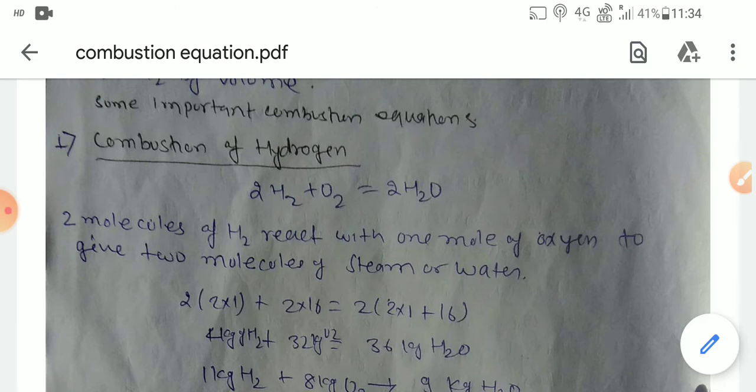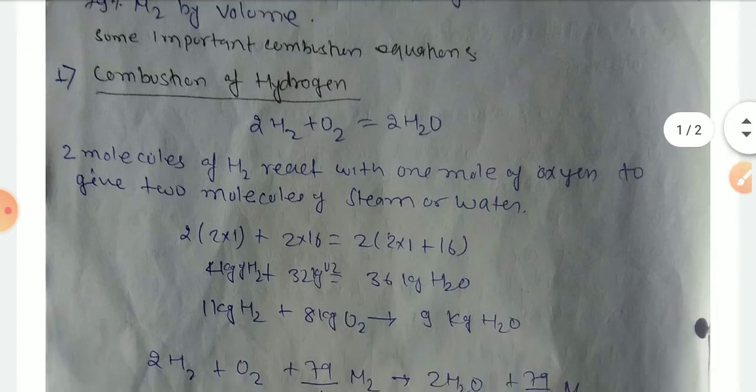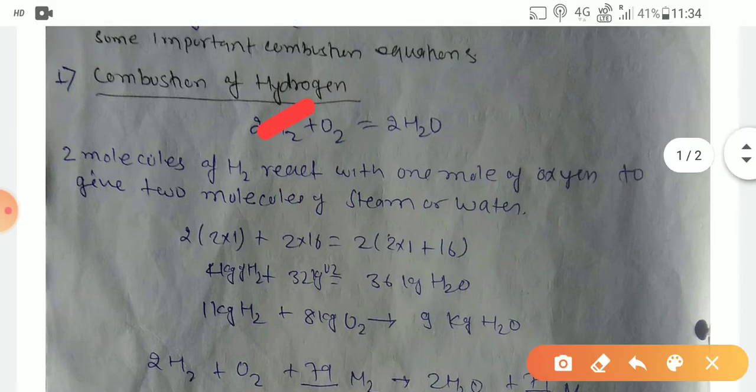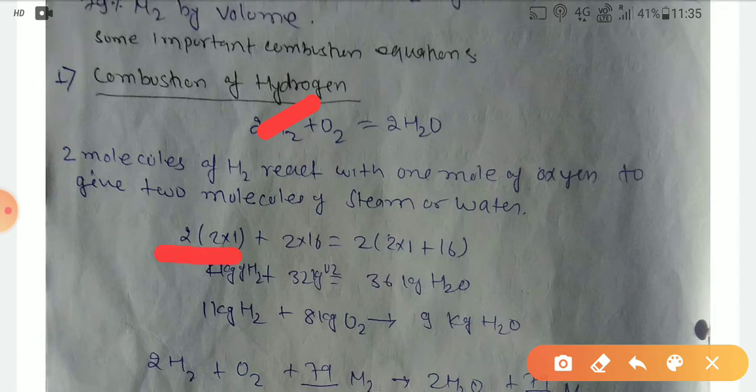But now I am going to write it on the basis of mass. Here is 2 moles of hydrogen, and the molecular weight of hydrogen is 2, so 2 into 2, that is 4 kg of hydrogen on the basis of mass. And here oxygen is 2 atoms, and the molecular weight of oxygen is 16, so that is 32 kg.